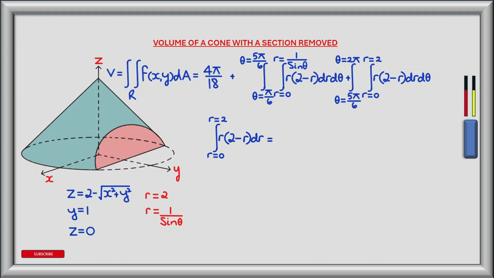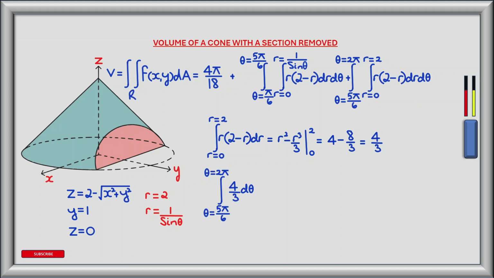Evaluating its inner integral, we have the integral from r equals 0 to r equals 2 of r into the bracket of 2 minus r dr. Using the power rule to evaluate this, its antiderivative is r squared minus r cubed divided by 3, which we need to evaluate between r equals 0 and r equals 2. Plugging in the value for r equals 2 yields 4 minus 8 divided by 3, and plugging in the value for r equals 0 yields 0. So this integral evaluates to 4/3.